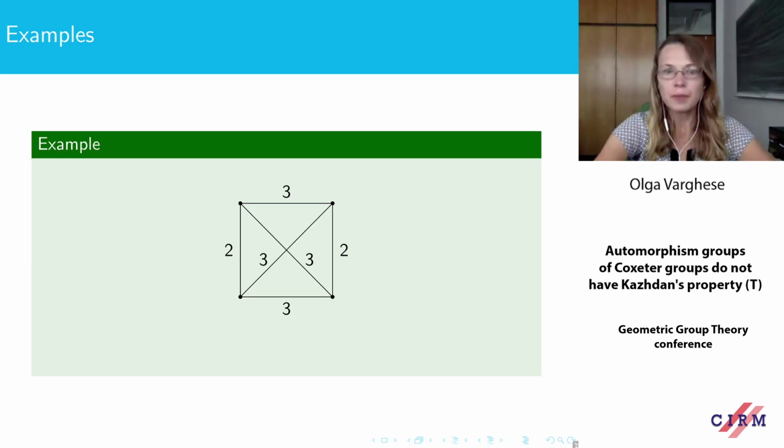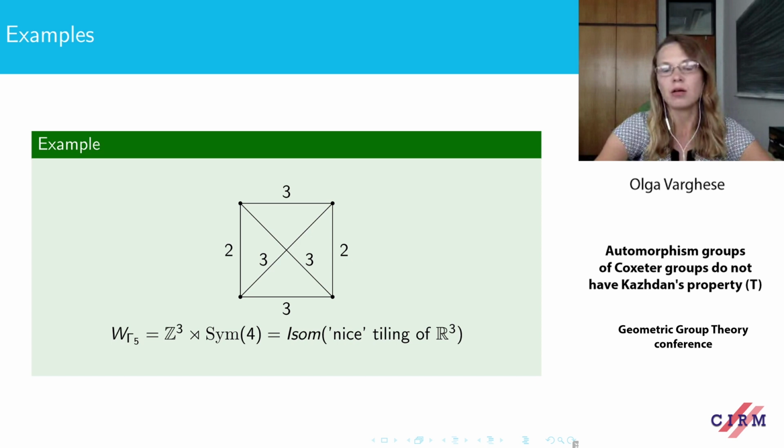Okay, one more example. The corresponding Coxeter group of this graph has the following structure. For experts, this Coxeter group is the affine Coxeter group of type A3 tilde and can be geometrically described as the isometry group of a very nice tiling of R3.